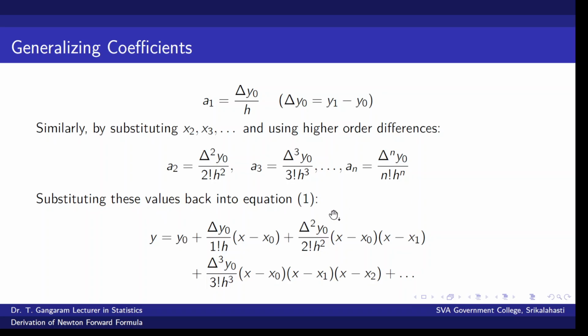Substituting these values back into equation 1, instead of a0, a1, a2 and so on, we will get y is equal to y0 plus delta y0 by 1 factorial into h into x minus x0, plus delta square y0 by 2 factorial into h square into x minus x0 into x minus x1, so on.